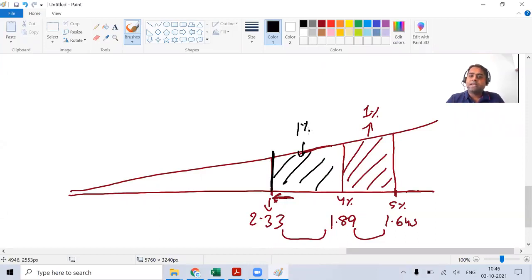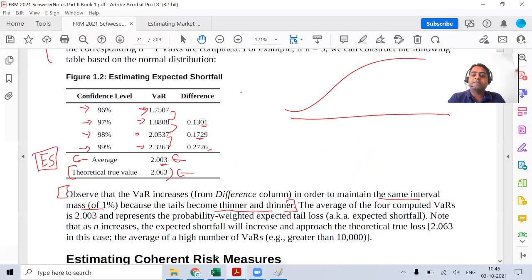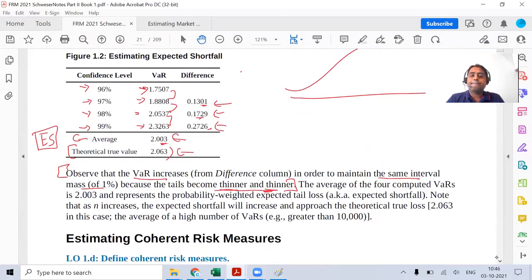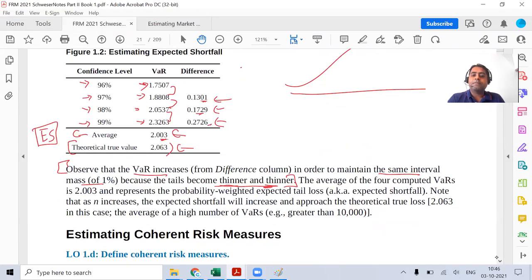And you can also cross check this by looking at the cumulative distribution data points, and you will find that when you take a 1% gap, the Z values that you get, the gap between them keeps on increasing. The same thing has been highlighted in the first two lines, okay, that the VaR increases, that means this gap is increasing. Okay, I'm assuming everybody is with me.